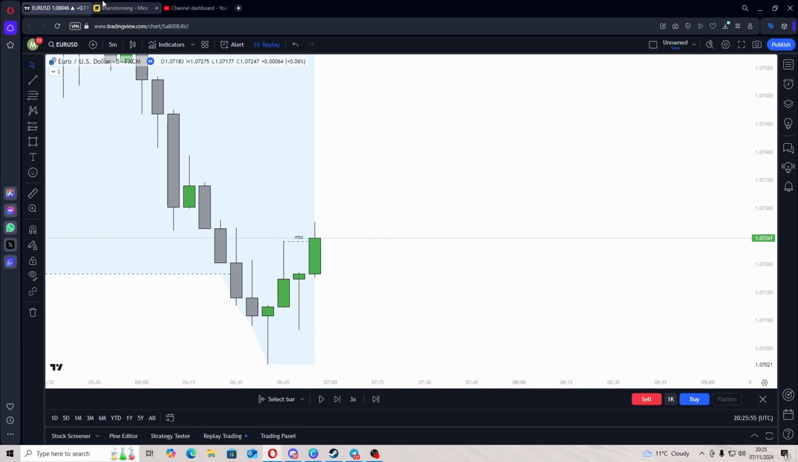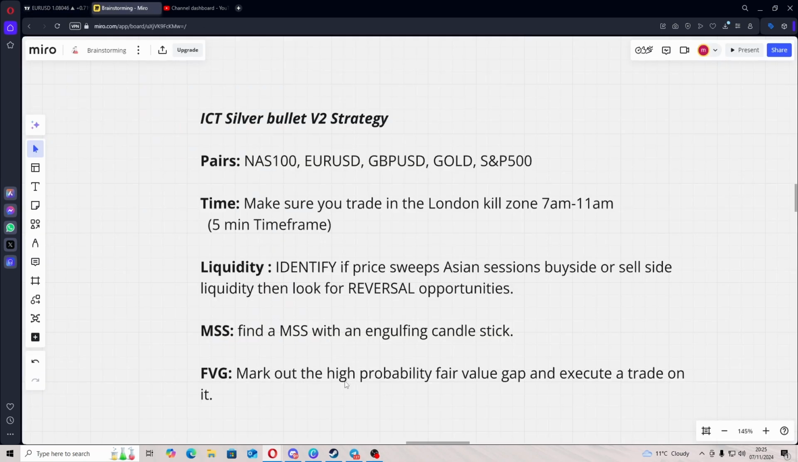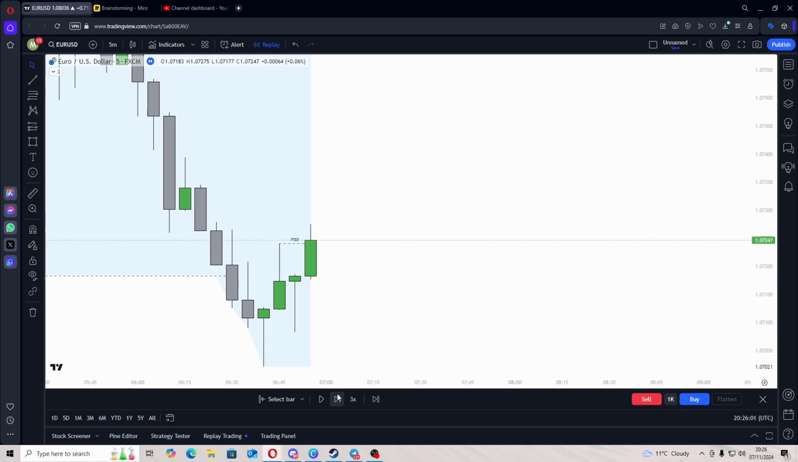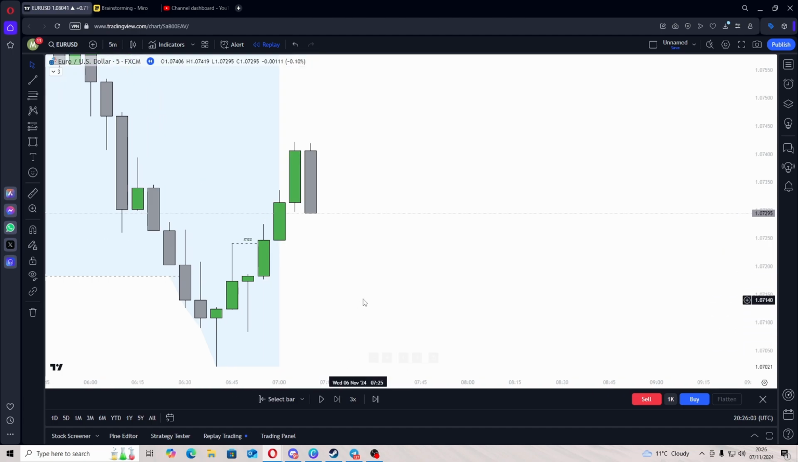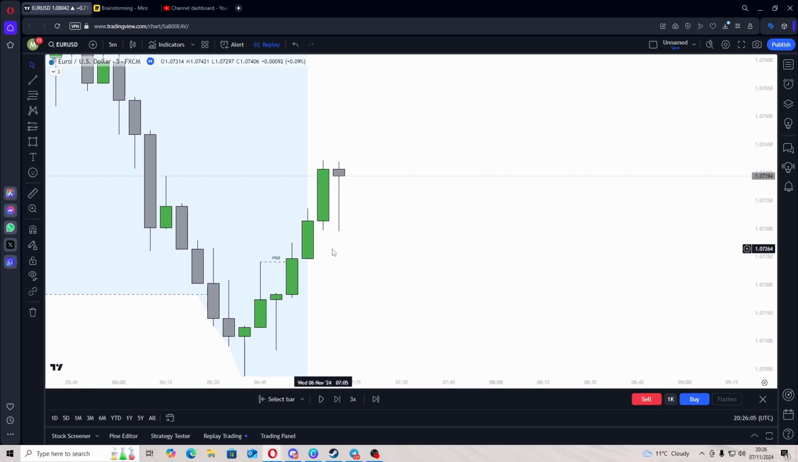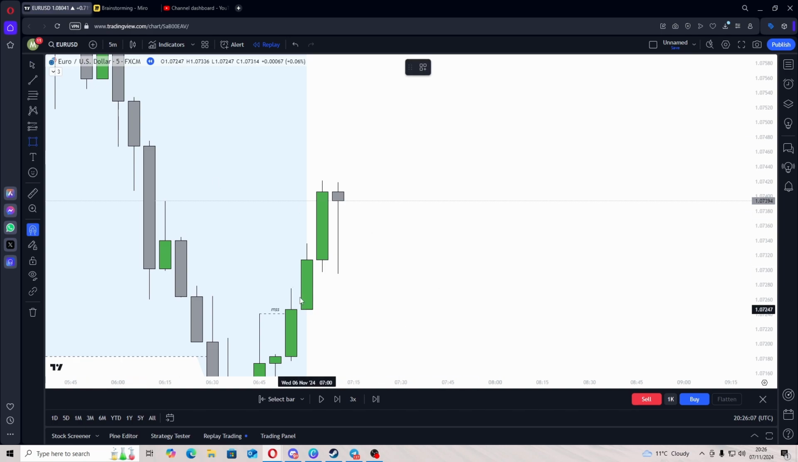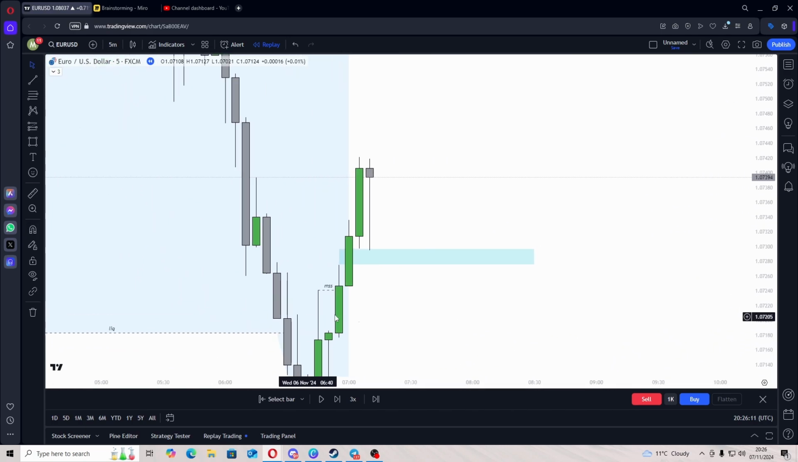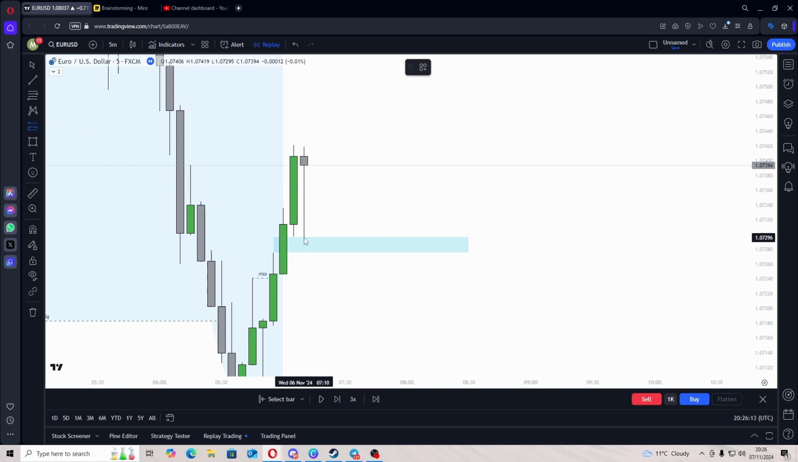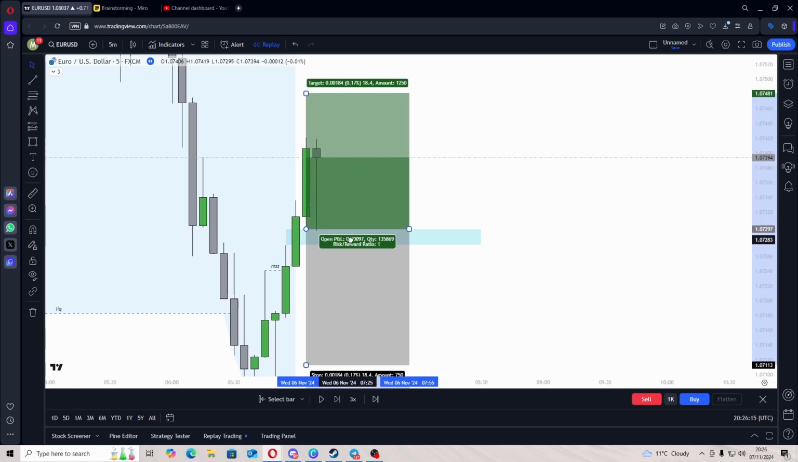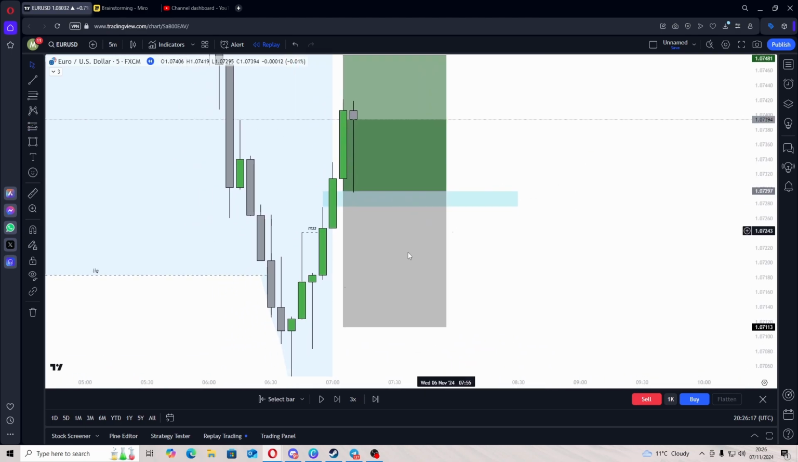And what I'm going to be doing now is actually marking out the high probability fair value gap, and we can execute straight on the fair value gap, okay? Play price forward. You can see right here we have a fair value gap right there. This is what we're going to be marking out. This is my fair value gap. And all we need to do now is literally enter off of this, okay? You can see it's already entered right here. Price has already been inside it.